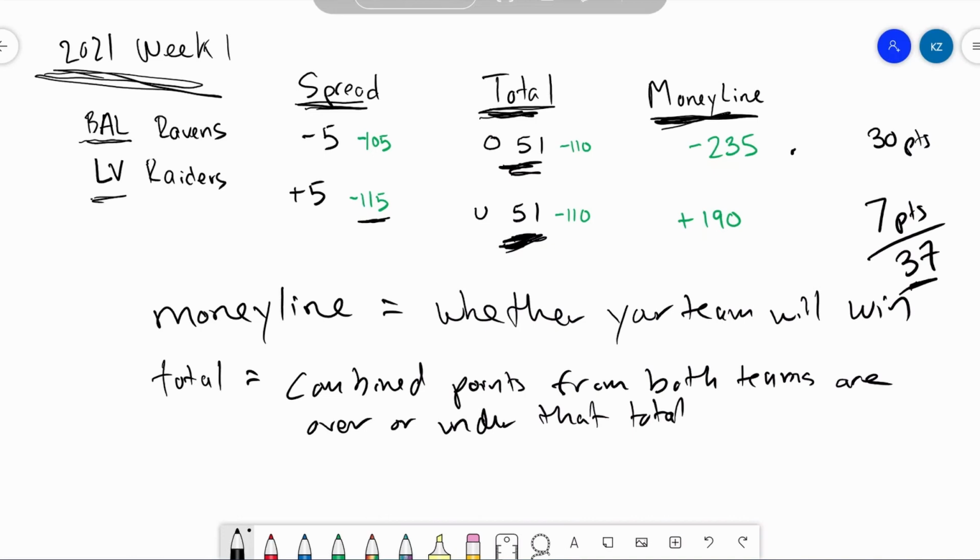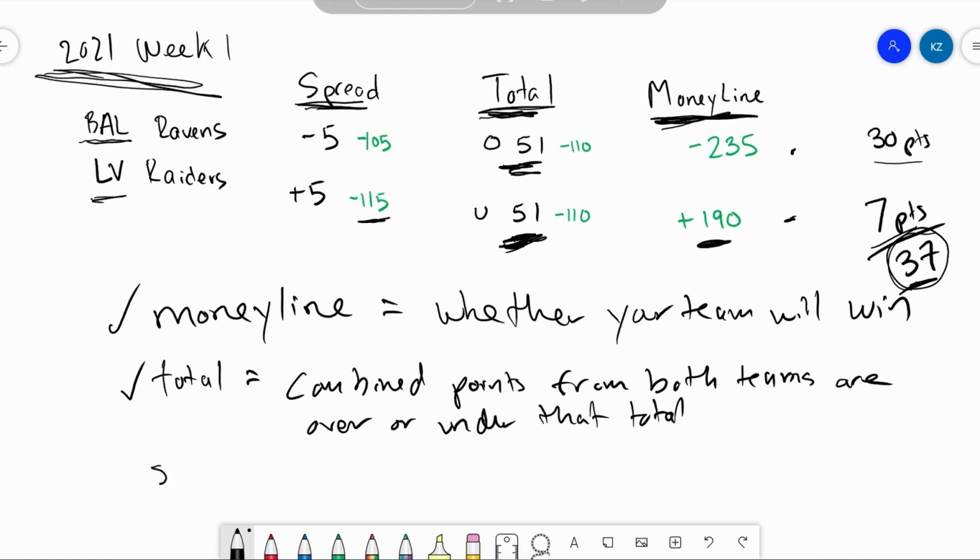Okay, so we understand the money line. We're just betting on whether our team will win or not. If we take the money line for the Raiders, we would need them to win, and I'll explain the odds in a bit. The total is simply the combined score from each team's points added together to get one number. If that number is over our total, we would win. If it's under, we would win that under bet if that's what we take.